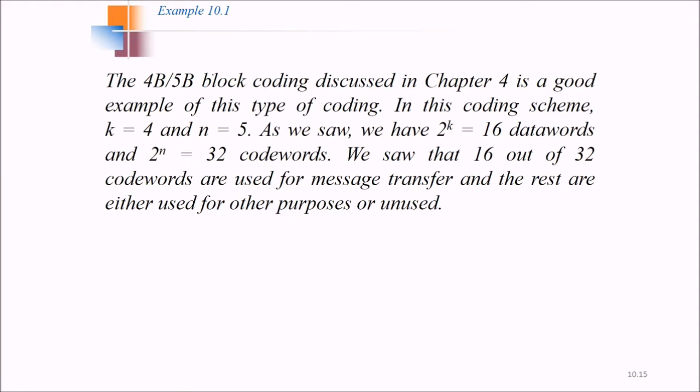Let us take an example. The 4B/5B block coding we discussed in the previous chapters is a good example of this type of coding. In this coding scheme, k equals 4 and n equals 5. As you saw, 2 to the power k equals 16. This is 16 data words. That is, 2 to the power 4 will be what? 16. So 16 data words. And if we have n equal to 5, what number of code words will be there? 2 to the power 5, that will be 32 code words. So we saw that 16 out of 32 code words are used for message transfer, and the rest are either used for other purposes or they are unused.